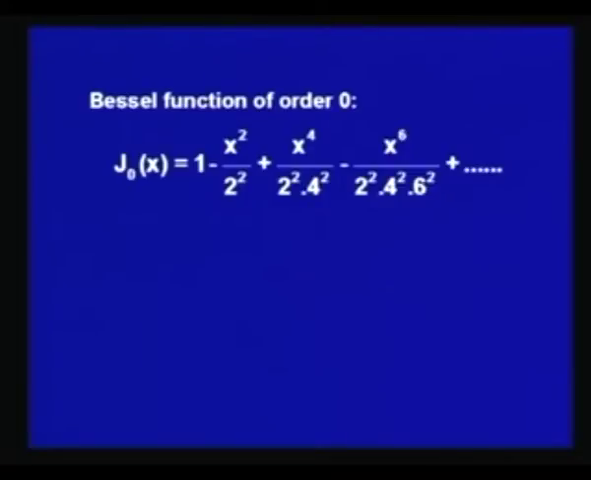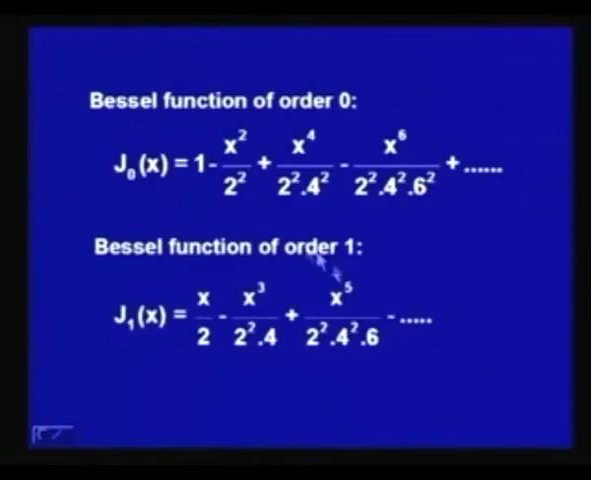Let us take n equal to nu equal to 0, we will have the Bessel function of order 0. Bessel function of order 0 is given by 1 minus x square by 2 square plus x to the power 4 by 2 square into 4 square minus x to the power 6 over 2 square 4 square 6 square and so on. This infinite series expression for J naught x we have obtained from the corresponding expression for J nu x by replacing nu by 0.